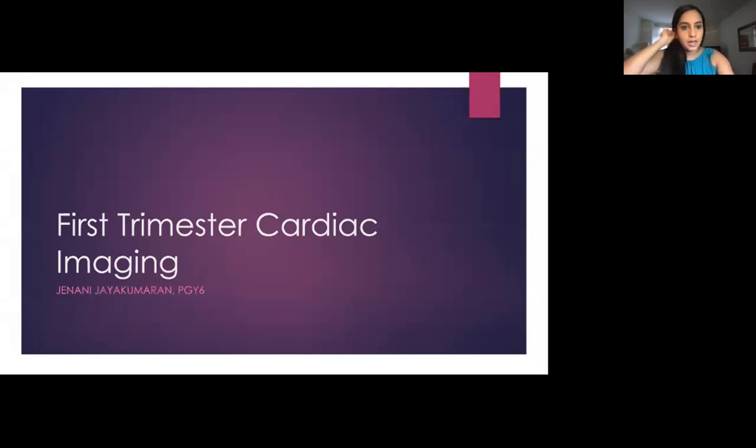Okay. So we're continuing our tour of first trimester anatomy, and my fetal therapy today is on first trimester cardiac images. I think everyone here knows me, but if anyone doesn't, my name is Jenani. I'm one of the second-year MFM fellows here.